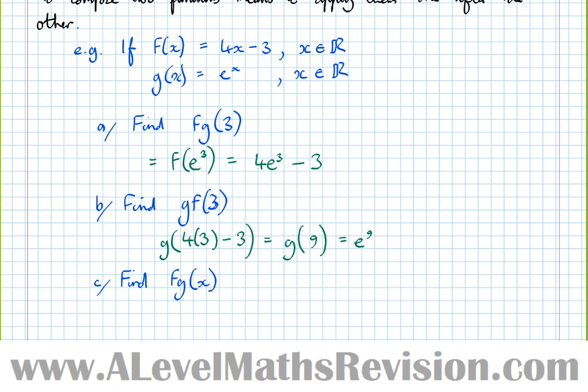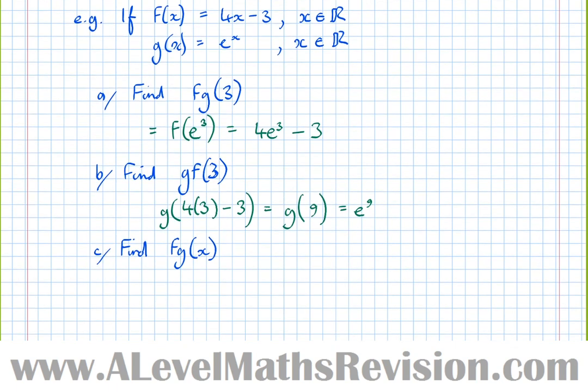Done. Then finally, fg of x, it wants it this time in algebra, not numerics. So if we g x, it becomes e to the x. Then f has a go. And f takes whatever it sees, times by 4, then takes 3. Becomes 4 e to the x, take 3.